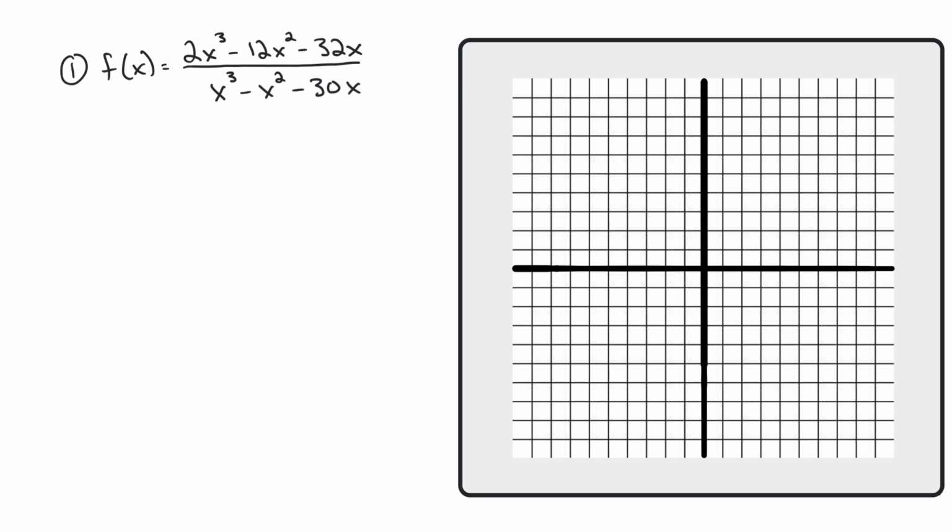All right, before I do any of that, I should probably factor this. The numerator, the 2x cubed minus 12x squared minus 32x, they are all divisible by 2 and x. So I'm going to do GCF. I'm going to factor out a 2x. That'll leave me with x squared minus 6x minus 16, all divided by the denominator. All three terms are divisible by x. So I'm going to factor out an x. And that'll leave me with x squared minus x minus 30.